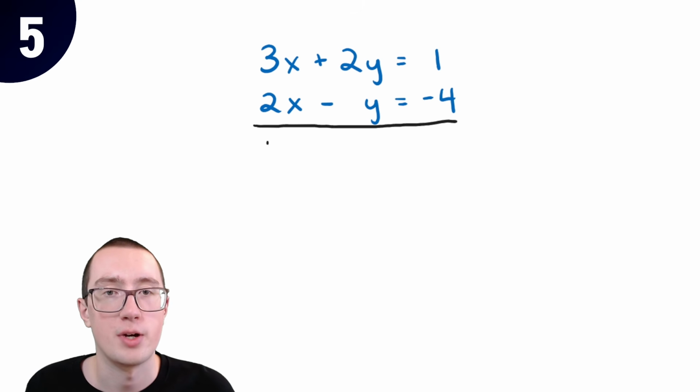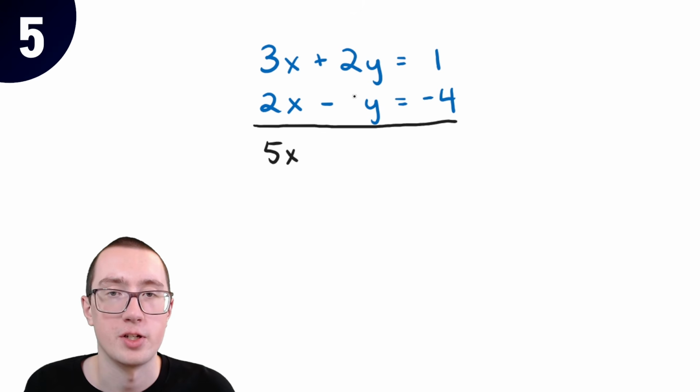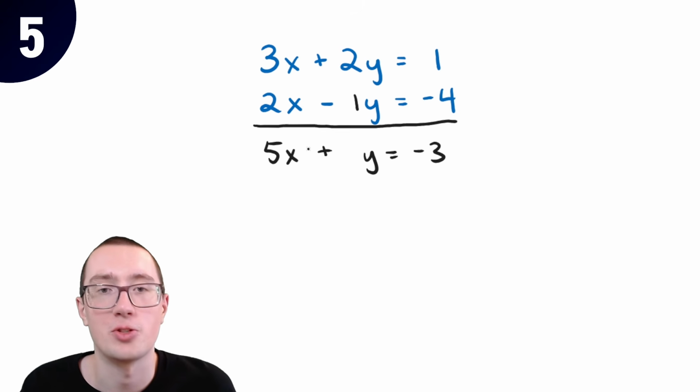Like 3x plus 2x is 5x. And then 2 minus 1, we don't have a number here, so that just means 1. 2 minus 1 is 1. And then 1 minus 4 is negative 3. Like, we haven't accomplished anything, right? We still have x and y.